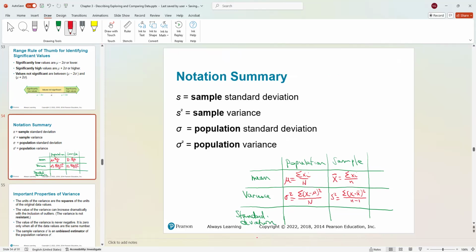For the standard deviation, all you need to do is take the square root of the variance. Instead of sigma square, you have sigma: the square root of the sum of xi minus the mean, squared, over capital N. For the sample, we call it S: the square root of the sum of xi minus x bar, squared, over N minus 1.